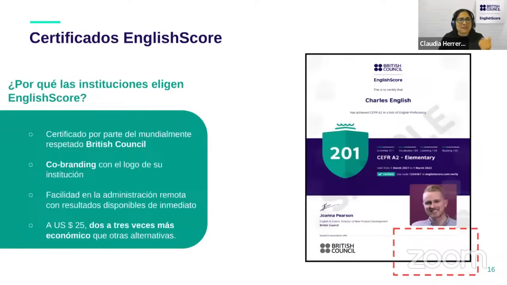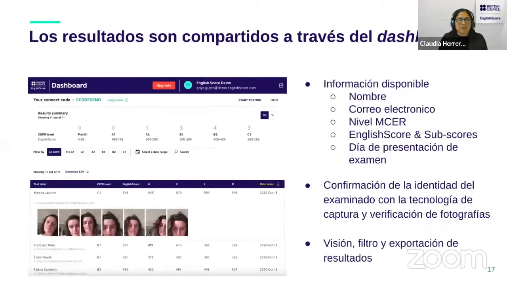Y recuerden que el certificado es cobrandeado. Si alguna institución en algún momento optara por tener un convenio con nosotros, tendría acceso a un dashboard o a un tablero de control, en el cual en tiempo real van a ver a sus estudiantes tomando el examen. ¿Cuál fue su resultado? El resultado global y también por cada subhabilidad. ¿Cuándo tomó el examen? ¿Qué tipo de examen tomó? Van a filtrar, descargar los resultados. Este tablero de control es un tablero gratuito que se le otorga a todas las instituciones que trabajan con nosotros.